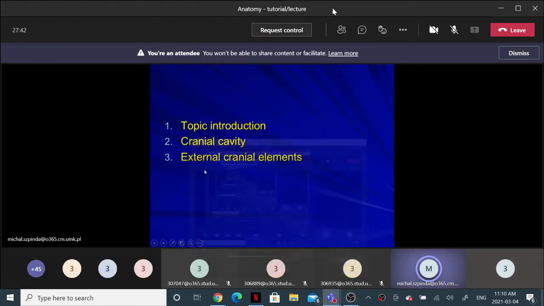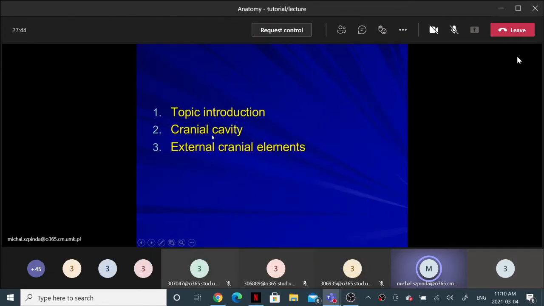The difference between internal elements and external elements in the skull. Firstly, 3 internal elements are unpaired. So we have 1 anterior cranial fossa, 1 middle cranial fossa, and 1 posterior cranial fossa.